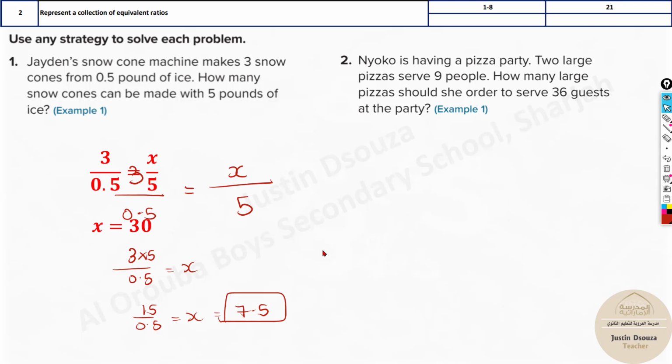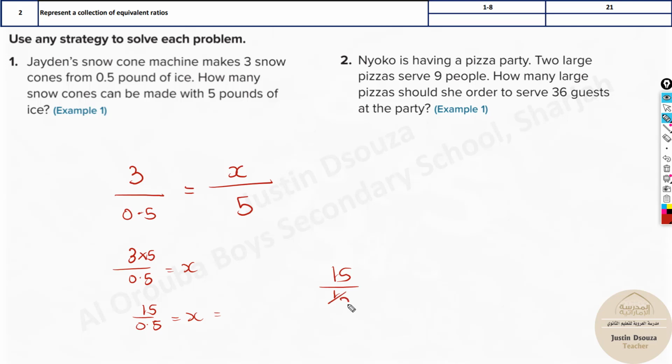Okay, I am very, very sorry. I just realized one thing. My answer here is wrong. Final answer is wrong. Why? I have 15 divided by 0.5. I thought it was 2 in my mind. I'm sorry for that. What is 0.5?